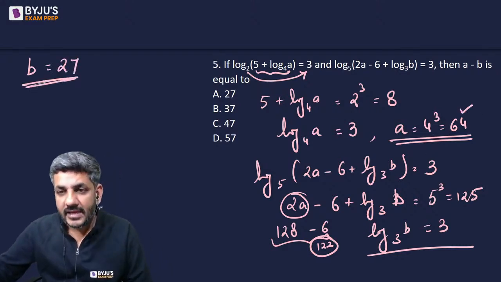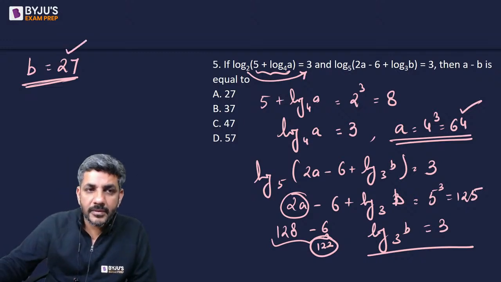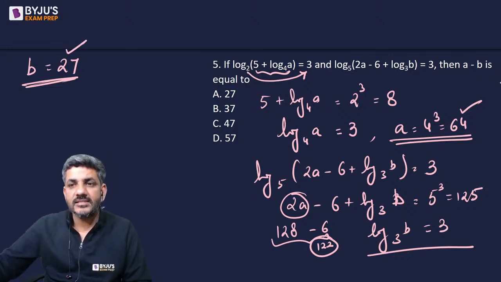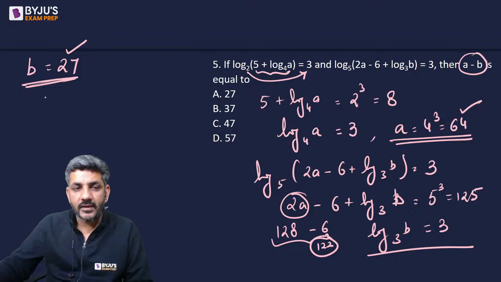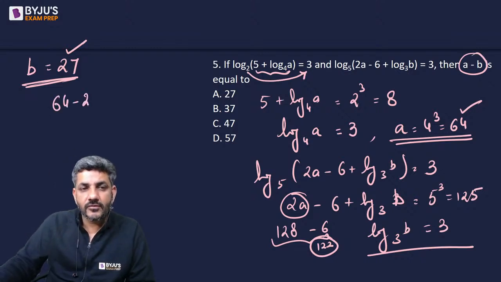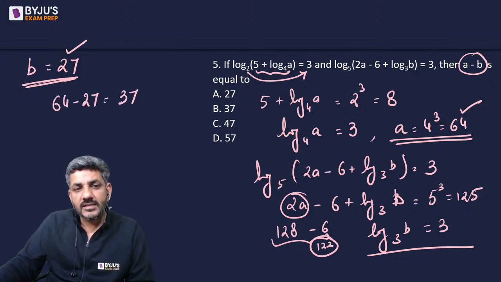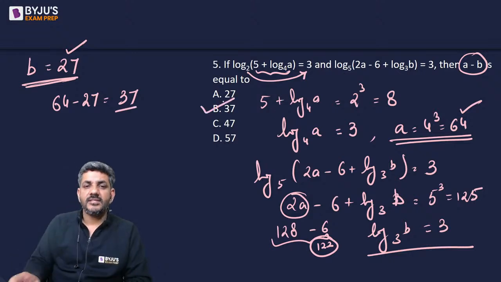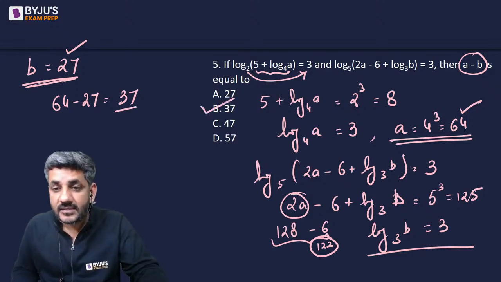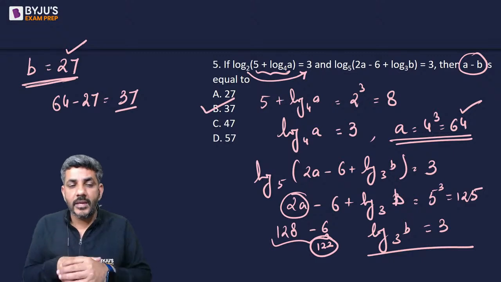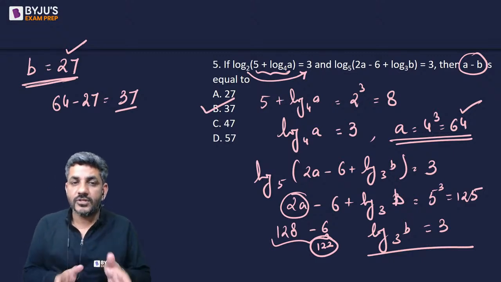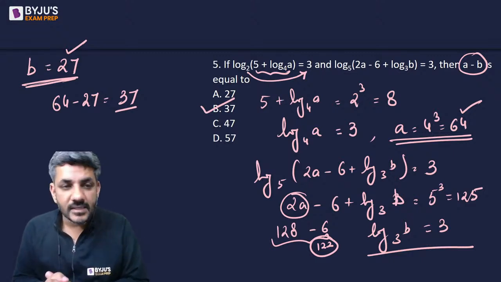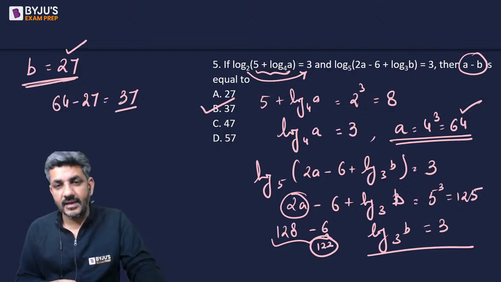So I got a as 64, I got b as 27. Question is asking me what is a minus b. So a minus b is 64 minus 27, and 64 minus 27 is 37. So B option is the right answer. The good thing is that all three people got the right answer this time. Music और पुरुषोत्तम प्रयागा सभी ने सही आंसर दिया है. 37 is the right one.